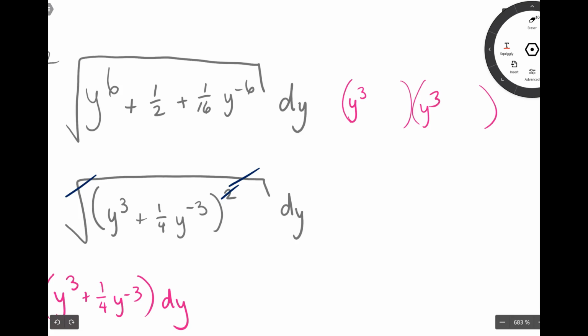Somehow they need to add to a half, multiply to 1/16 y to the -6. Okay, because these two multiply to 1/16 y to the -3. So I'm showing you the way.